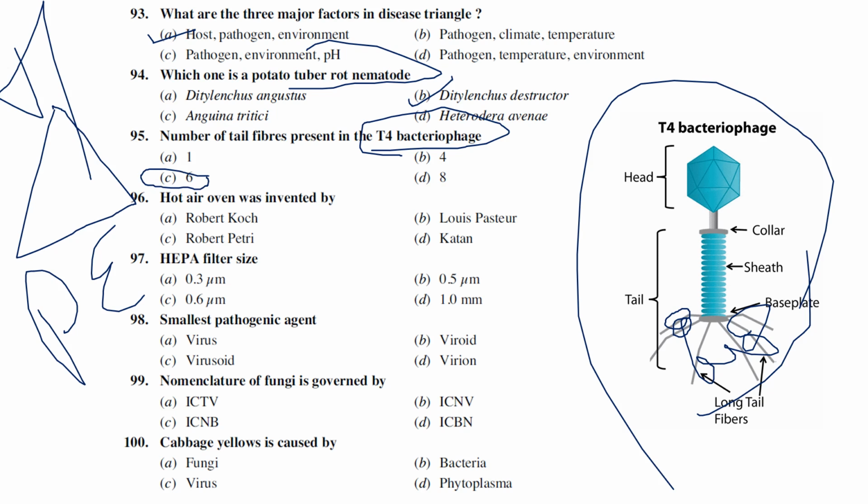The hot air oven was invented by Robert Koch, Louis Pasteur, Robert Petri, or Jacob Cotton. So the hot air oven was invented by Louis Pasteur. Robert Petri introduced the Petri plate, Koch gave the postulates, and Jacob Cotton is the father of soil solarization. HEPA filter: high efficiency particulate air. This filter is present in the laminar airflow chamber, which is used to provide sterilized air by the method of filtration. The HEPA filter size is 0.3 micrometer, 0.5, 0.6, 1.0. Generally the size of the HEPA filter is 0.3 micrometer in diameter.